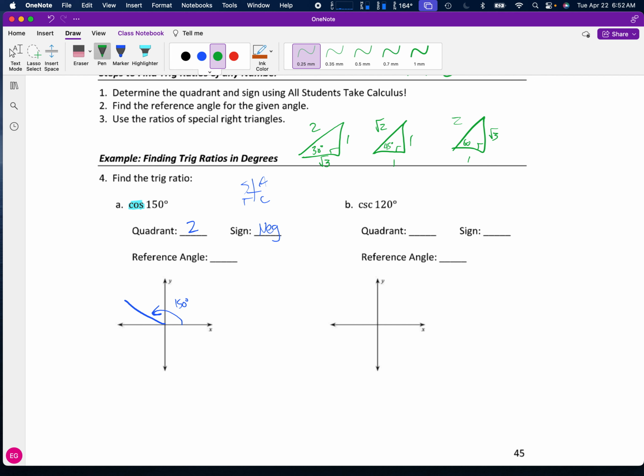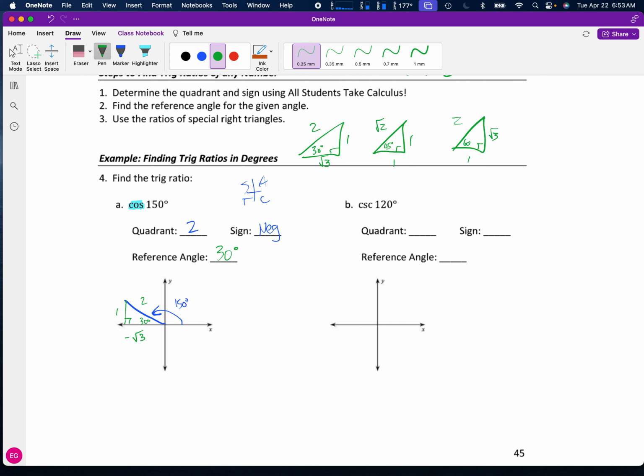Now, reference angle is going to be our shortest distance to the x-axis. So that's going to be right here, 30. Officially, what we're doing is making a 30 triangle right here. I'm going to show you this just once. I don't like to do this. Officially, that's what we got going on.